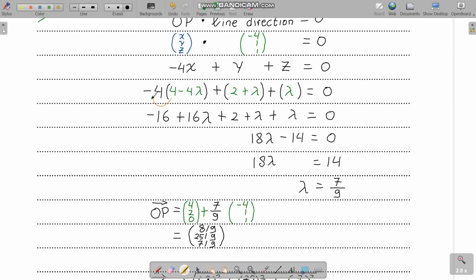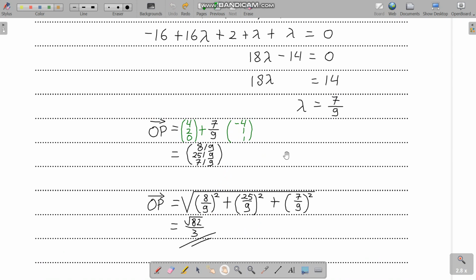This is minus 16, and this is plus 16 lambda. So after we simplify, 16 lambda plus lambda, 17 lambda, minus 16 plus 2 is minus 14. Add 14 to both sides, divide both sides by 18, we get the value of lambda. So now to find the coordinates of P, or the position vector OP, it's on the line. We use the line equation. The lambda value is 7/9 for this point.